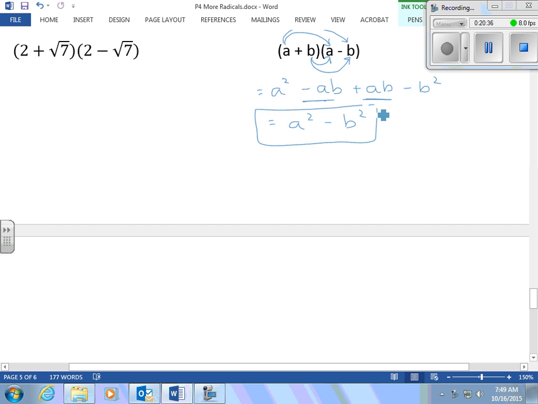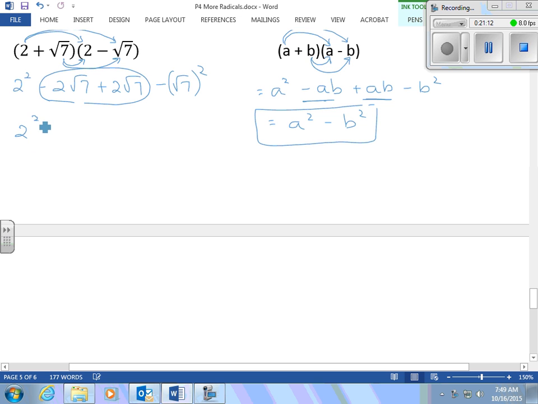Okay, if I take 2 plus root 7 times 2 minus root 7, I'm going to follow those same steps. Multiply both terms by 2 and then multiply both terms by root 7. So I end up with 2 squared, or 4, and minus 2 root 7. And then when I multiply this root 7 by both terms, I end up with a plus 2 root 7 and then a negative root 7 squared. So these two middle terms add up to 0 again because I've got a negative 2 root 7 and a positive 2 root 7. So I end up with 2 squared minus root 7 squared.